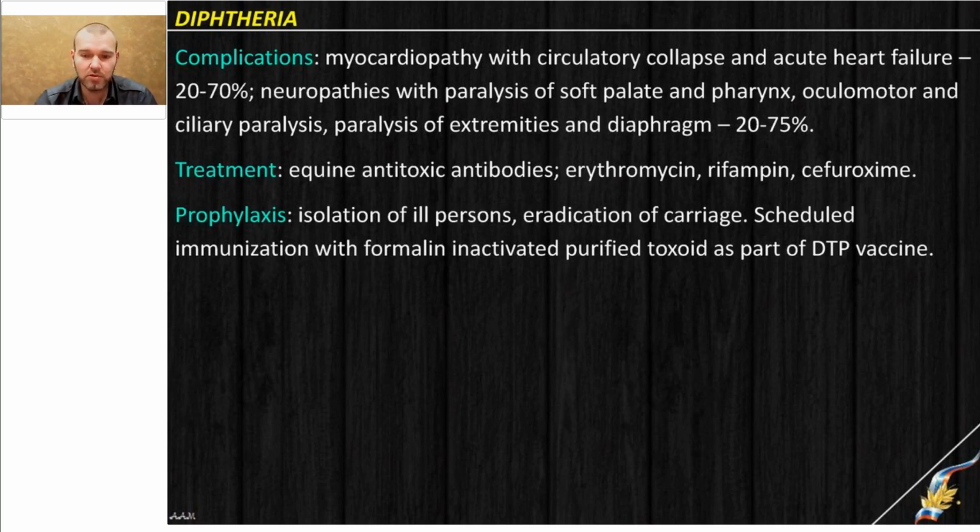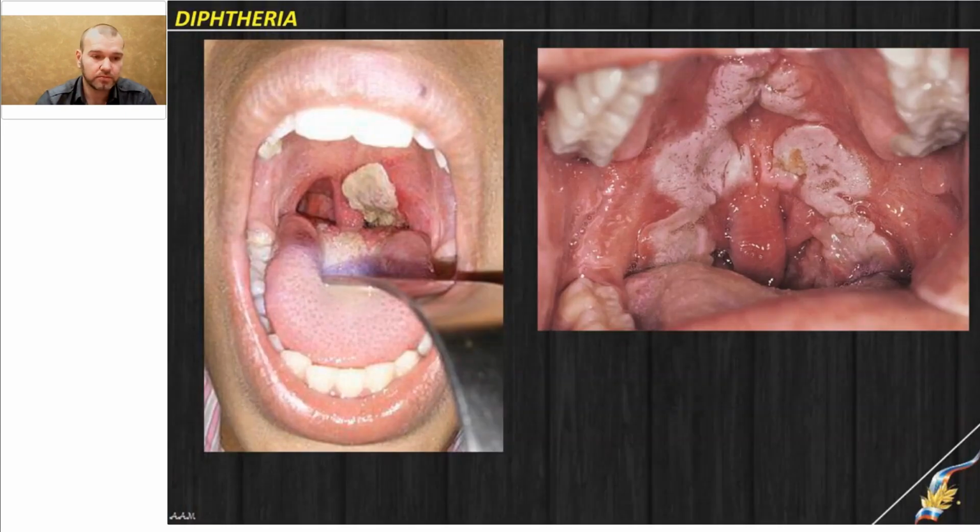Specific prophylaxis means use of vaccines, and later we'll talk about different modifications of toxin. The classic vaccine which is used is DTP vaccine, diphtheria, tetanus, pertussis vaccine, and the component against diphtheria is formalin-inactivated toxoid obtained from Corynebacterium diphtheriae strain.